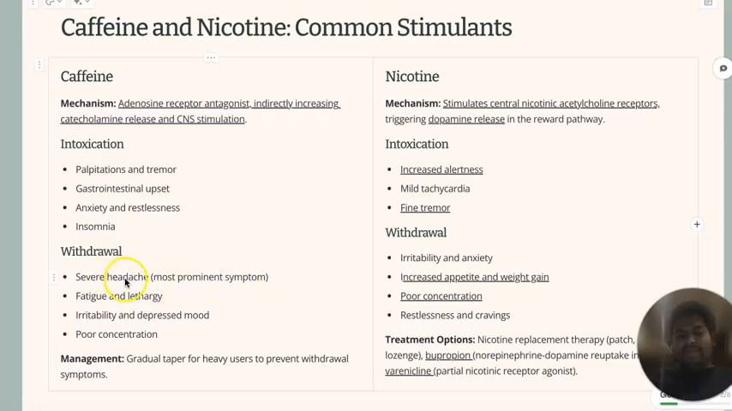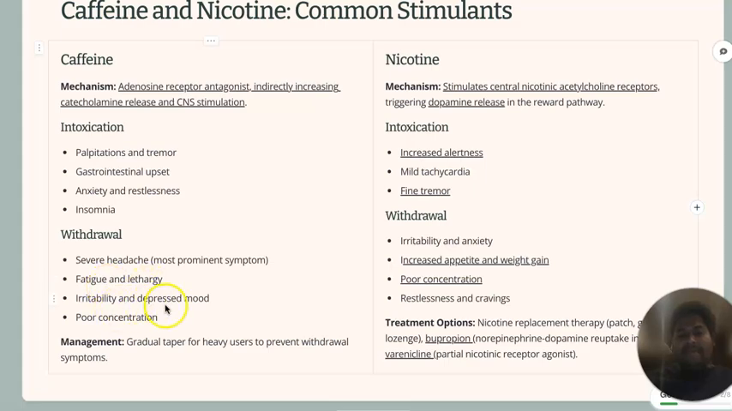This is the most prominent symptom. Sometimes this can serve as a hint that the person is developing caffeine withdrawal, and may have fatigue, lethargy, irritability, and poor concentration. So in this case, management includes gradual tapering for heavy users. If the person is taking let's say 10 or 12 cups of coffee regularly for a long period of time, and if he tries to quit and suddenly starts developing headache, then we may suggest he gradually taper instead of abruptly stopping caffeine.